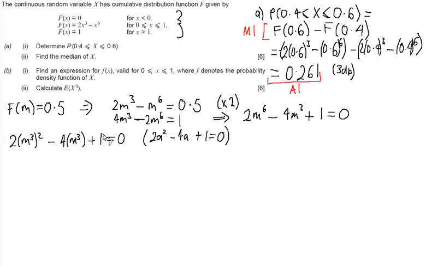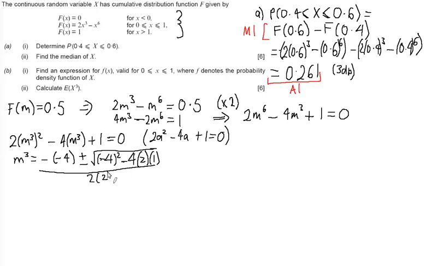Now, I can't factorise this. 2 times 1 is 2. No factors of 2 will combine to give me minus 4. So I'm going to use the quadratic formula in order to solve this. I'm going to say m cubed is equal to minus 4, so that's our b, plus or minus the square root of minus 4 squared minus 4 times a, which is 2, times c, which is 1, all over 2 lots of a, which is 2. Parts of this can be worked out fairly quickly without a calculator, but you can put that into a calculator straight away. We can write this as 4 plus or minus, we get 16 take away 8, so plus or minus the square root of 8, all over 4.